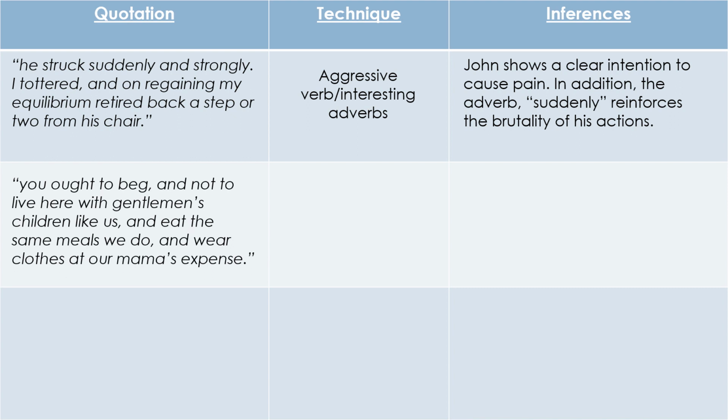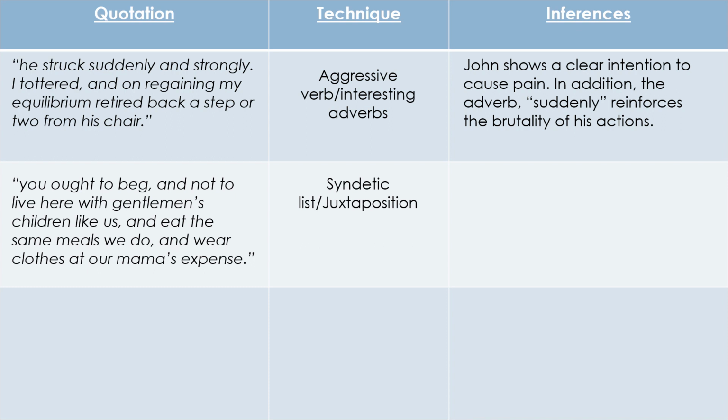Secondly, we've got this quotation: "You ought to beg, and not to live here with gentlemen's children like us, and eat the same meals we do, and wear clothes at our mamma's expense." So again, this one hasn't come from the section that we just looked at. It's actually come from the full extent of the extract that you would get in the exam question. And the techniques that we've got here are a syndetic list and juxtaposition.